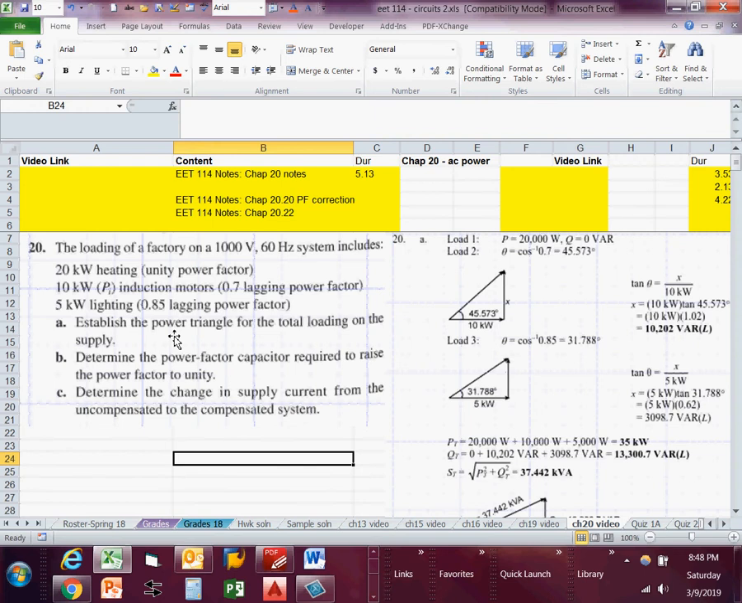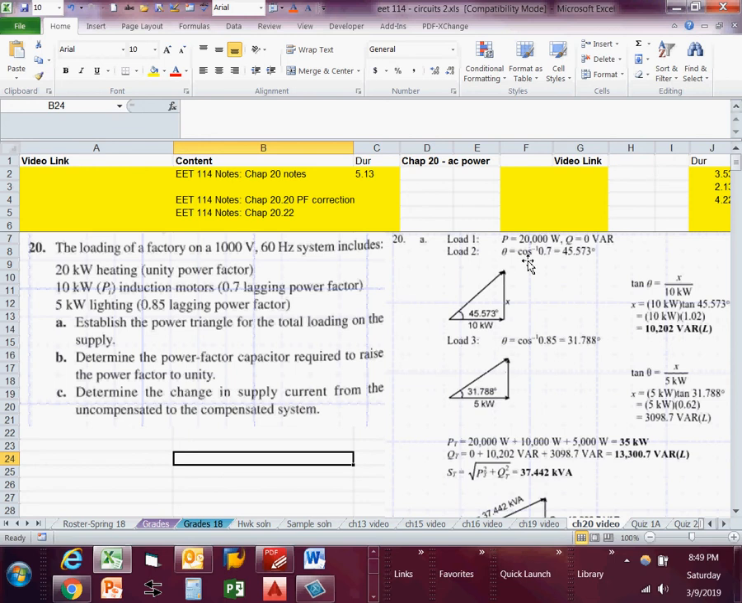Part A, establish a power triangle for the total loading on the supply. So you want to find S sub T, P sub T, Q sub T. So on load 1 that you're given, P equals 20,000 watts, Q equals 0 var. Load 2 is this load.